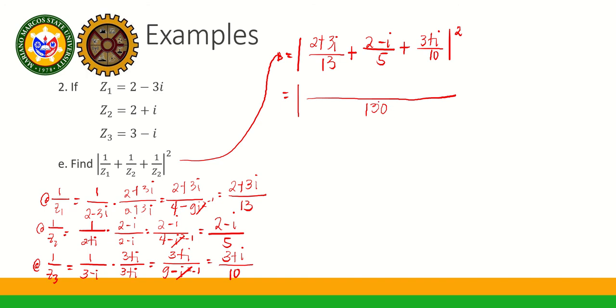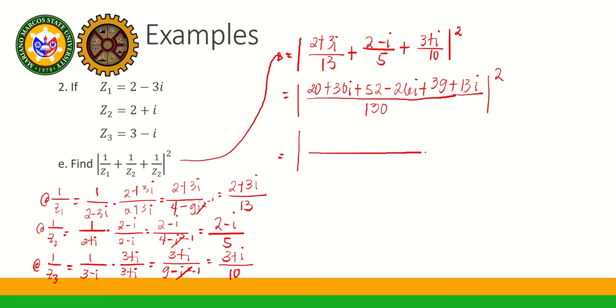Okay? So, 130 divided by 13, that is 10. And then, i-multiply natin sa numerator. So, 20 plus 30i. And then, plus 130 divided by 5 is 26. So, 26 times 2, that is 52 minus 26i. And then, dito naman is 130 divided by 10, that is 13 times 3 is 39 plus 13i. Quantity squared. Okay, so this, mag-simplify na tayo.